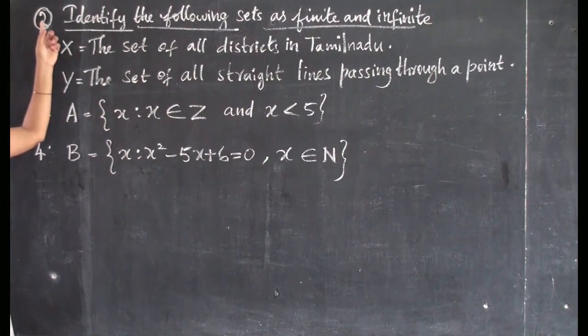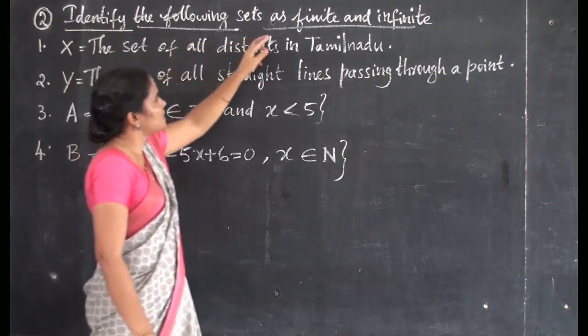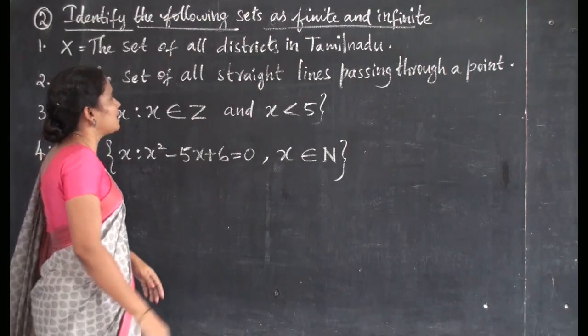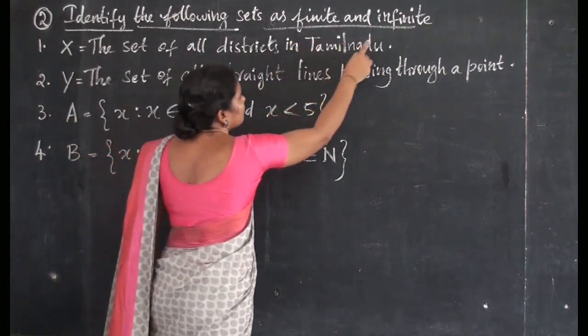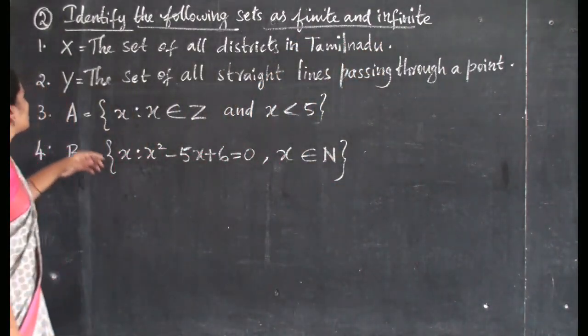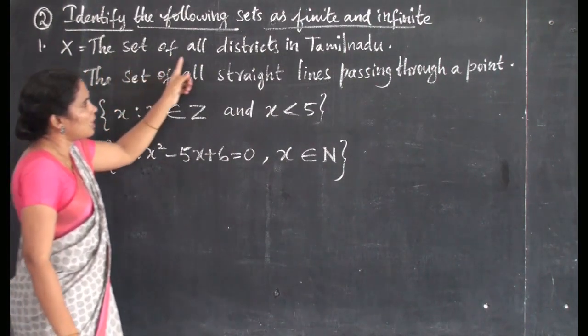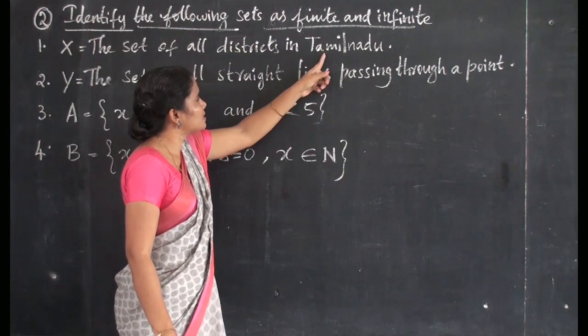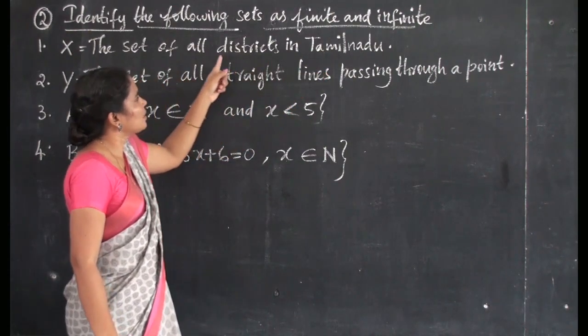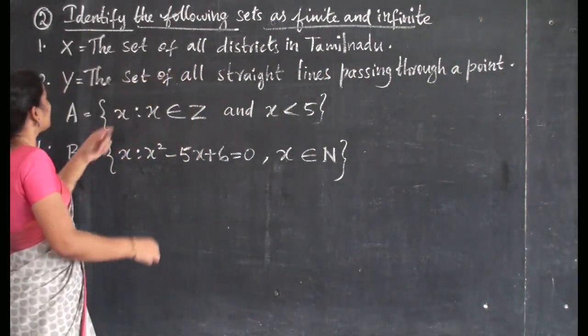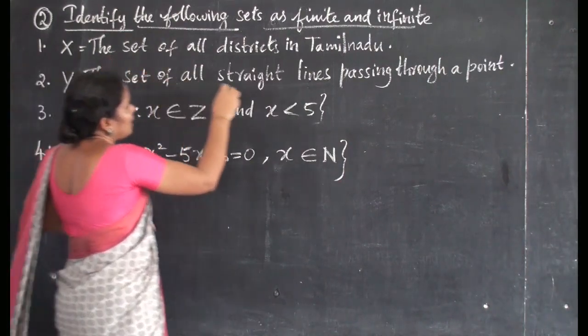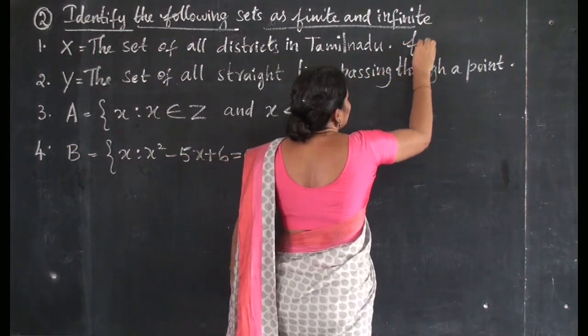Okay, question number 2. Identify the following sets as finite and infinite. Finite is countable and infinite is uncountable. So let us move on to the first question. X is equal to the set of all districts in Tamil Nadu. What are the districts in Tamil Nadu? Chennai, Tiruvallur, Kanchipuram, isn't it? So it is finite. X is equal to a finite set.